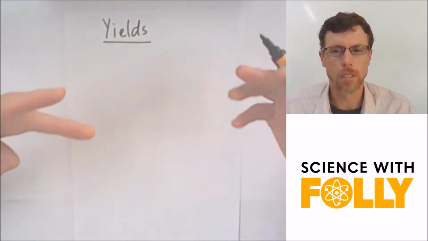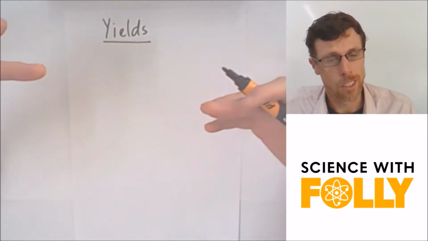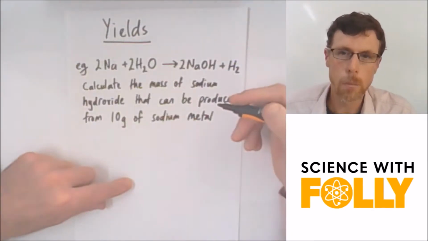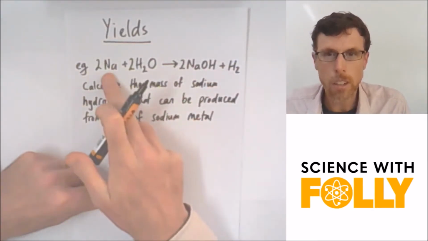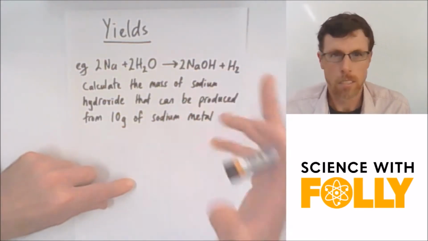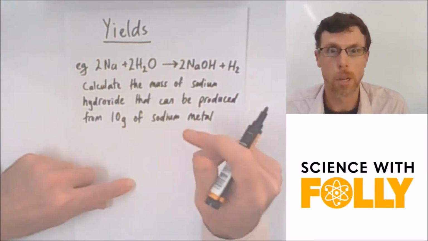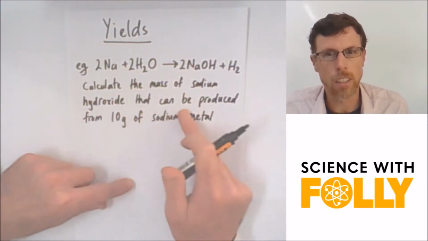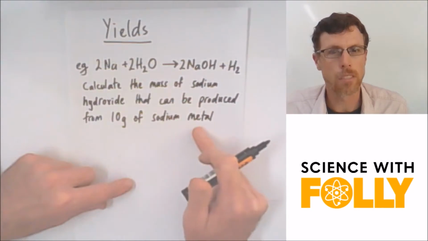This describes the theoretical amount of something that is consumed or produced in a chemical reaction. So let's do an example question. If we've got sodium plus water, it gives us sodium hydroxide plus hydrogen gas. It's a pretty cool reaction. You might have seen it in one of my videos. So let's calculate the mass of sodium hydroxide that can be produced from 10 grams of sodium metal.